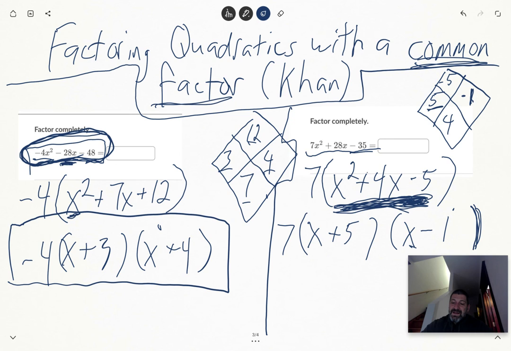And I would strongly suggest you multiply things through. Just double check your work, make sure you get the original expression. But I'm going to save you guys the time for the sake of the video.